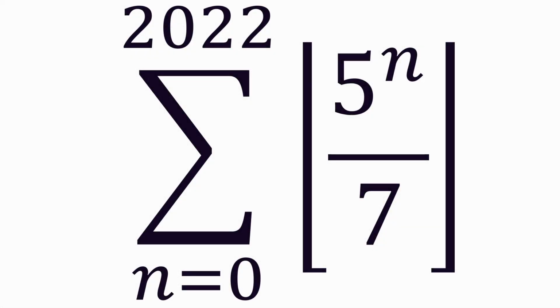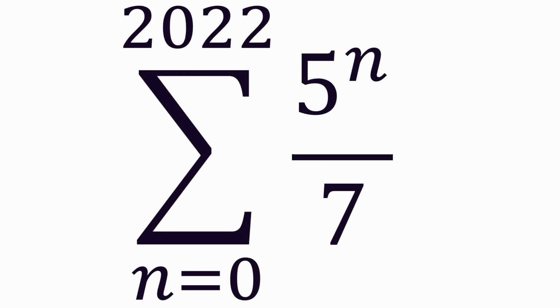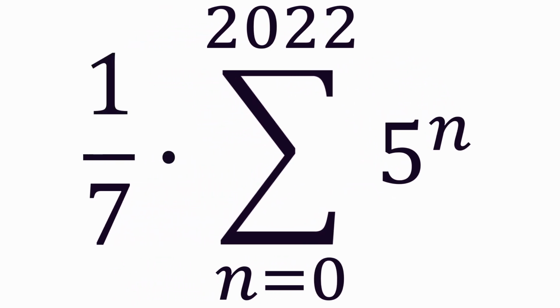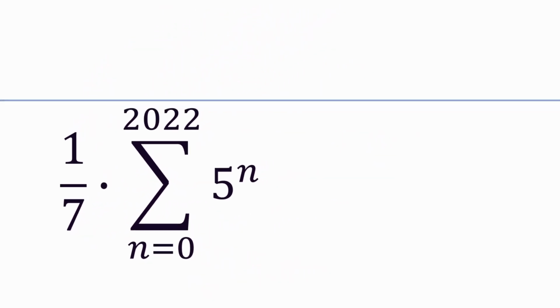Let's first see what would happen if we got rid of the floor function. We would have this sum, which is actually a fairly straightforward homework problem. We would first pull the 1/7 in front of the sum, since it's a constant. Then we would just apply the geometric series formula.